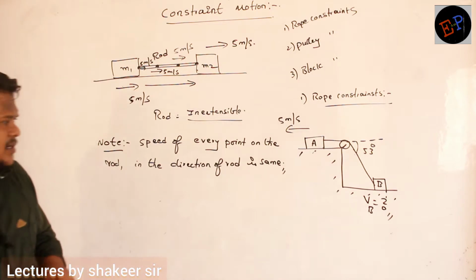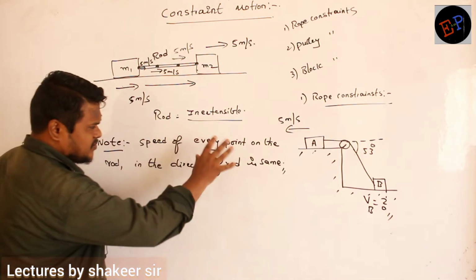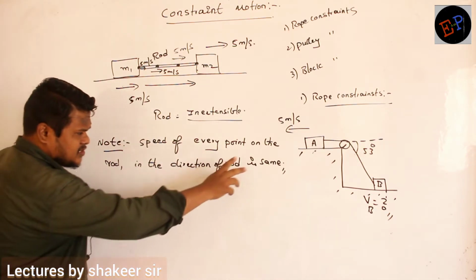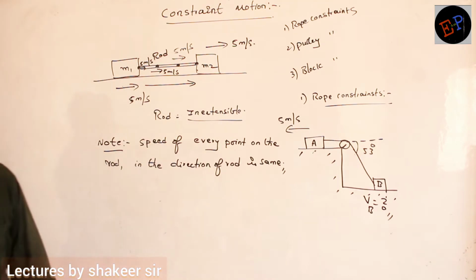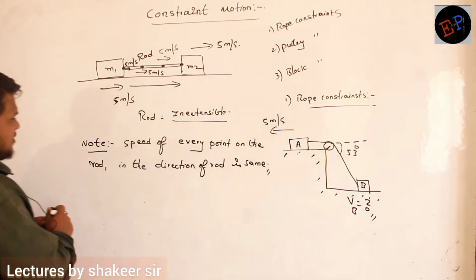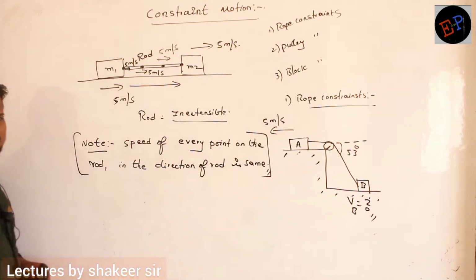And you have to calculate this using which logic? This is the logic which you have to use. The speed of every point on the rod in the direction of the rod is the same. That's it. Clear? Come on, try it. Here everything is about whether you have understood this LKG concept or not.